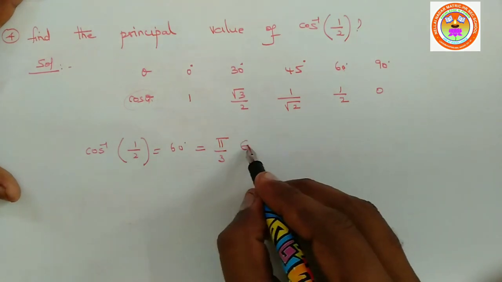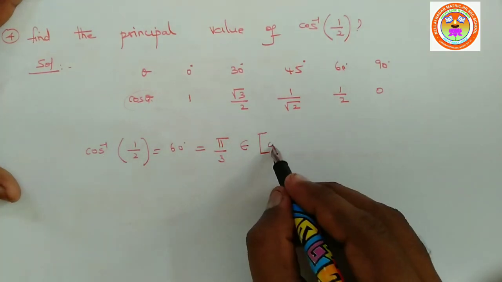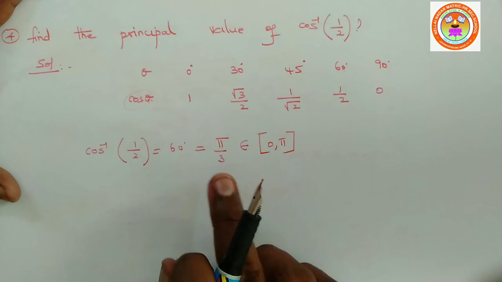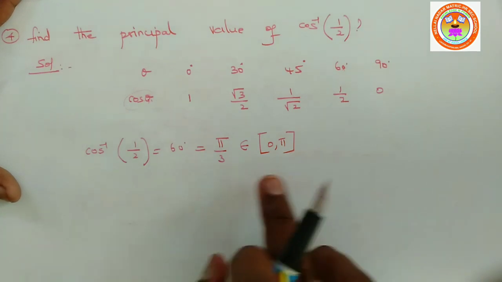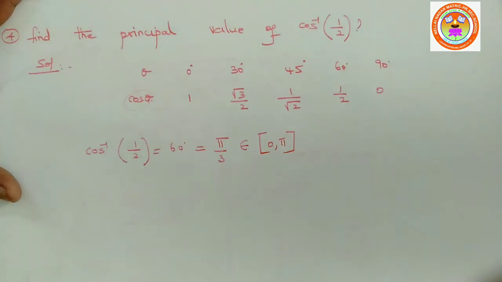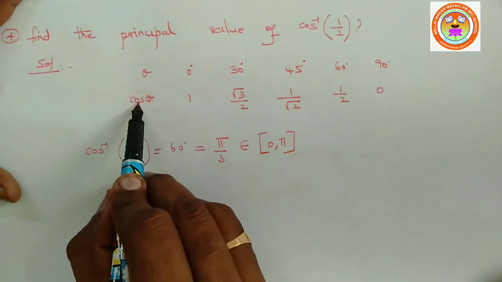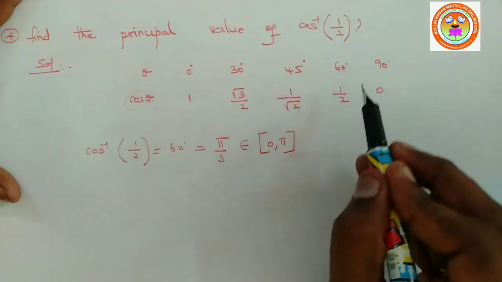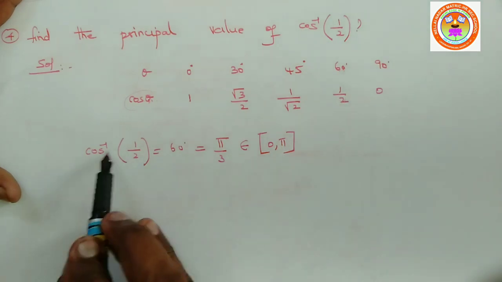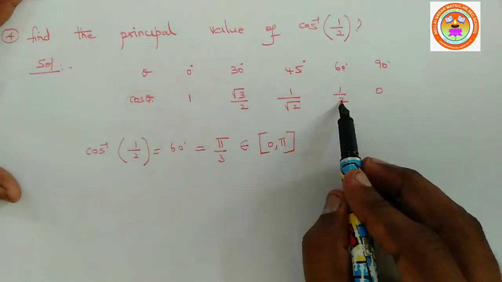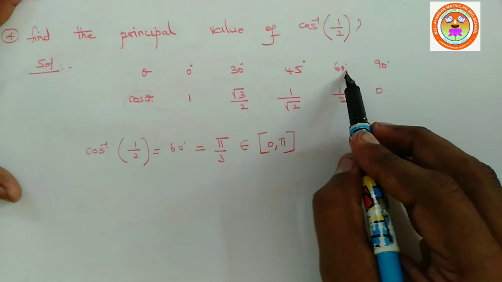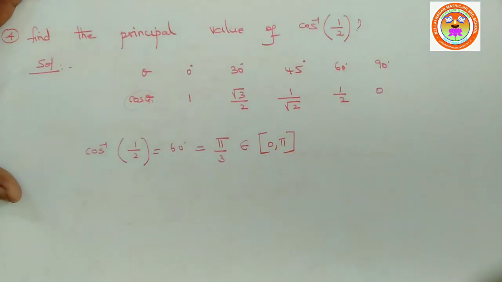This pi by 3 belongs to 0 comma pi, because it is an angle. Very easy. Only one line answer. Here cos is followed by angle, so cos 60 is 1 by 2. Now cos inverse is followed by value, so we get angle. What is 60? This is pi by 3. This pi by 3 belongs to 0 comma pi. So this is our required answer.